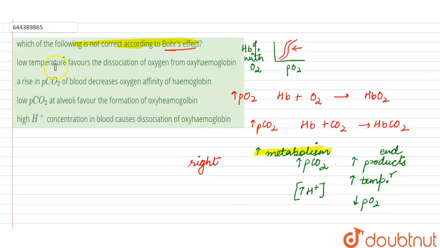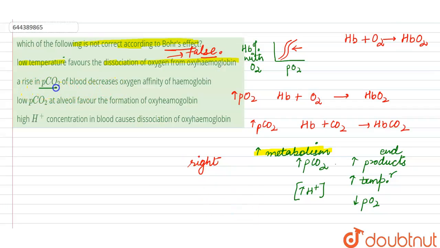So let's see the options here. The first one says low temperature favors the dissociation of oxygen from hemoglobin. Low temperature means metabolism is less, so the hemoglobin will rather associate with oxygen to form oxyhemoglobin. So this statement is false, so it can be taken as the right answer for this question.